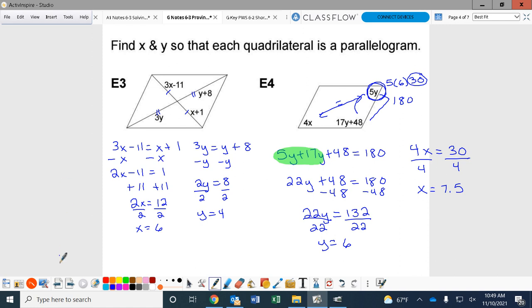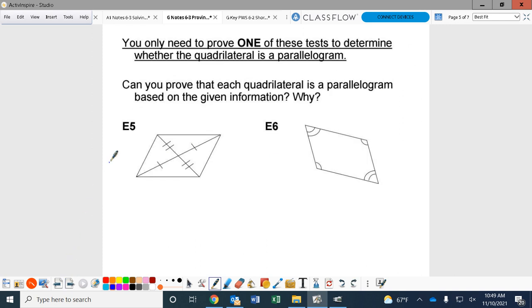Okay, here we go, guys. For the next one. So, you only need to prove one of the tests true. One, to prove that it's there. You're going to have to tell me which test proves that it's a parallelogram, guys. Okay? We know it's quadrilateral because it's got 4 sides. We need to know if it's a parallelogram. Based on the rules that we have, can we prove that this is a parallelogram? Yes. Which rule does it follow? Diagonals bisect each other. Good.